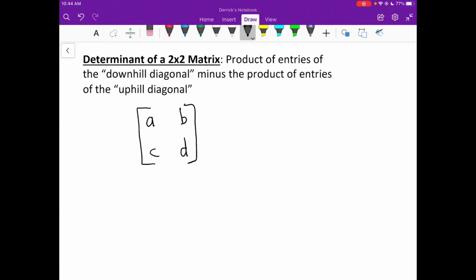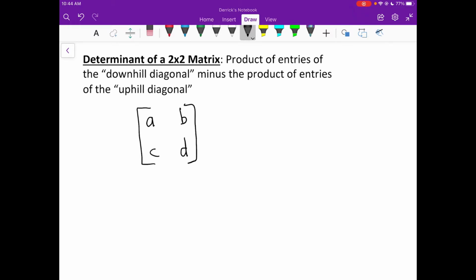Today's lesson is going to be on how to find determinants of a matrix. First off, you have to have a square matrix to find the determinant. A determinant is a real number associated with a square matrix. So, for example, what we're talking about here is how to find the determinant of a 2 by 2 matrix. Finding the determinant of a 2 by 2 matrix is really not too bad.